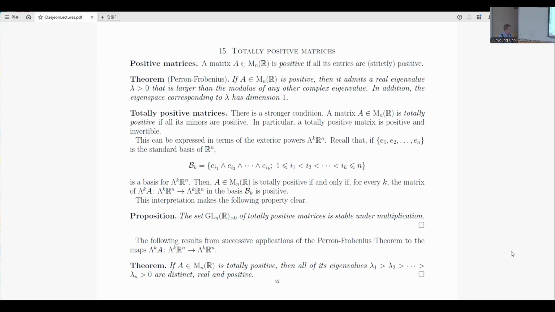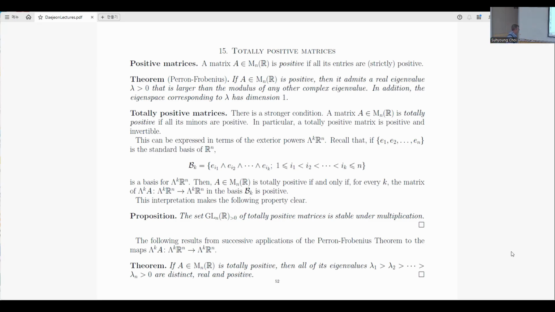Okay, and so if you apply this to the maps induced on the exterior power, it's pretty clear that the set of totally positive matrices is stable under multiplication. I mean, the product of two totally positive matrices is totally positive. By the way, a totally positive matrix is invertible, because the n by n minor, namely the determinant, has to be strictly positive. So you're in GLn, whereas with positivity alone you're only in Mn.